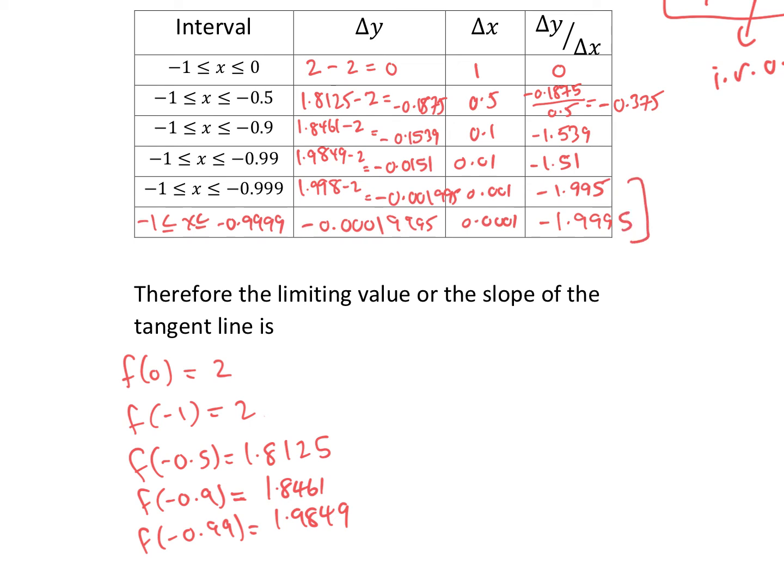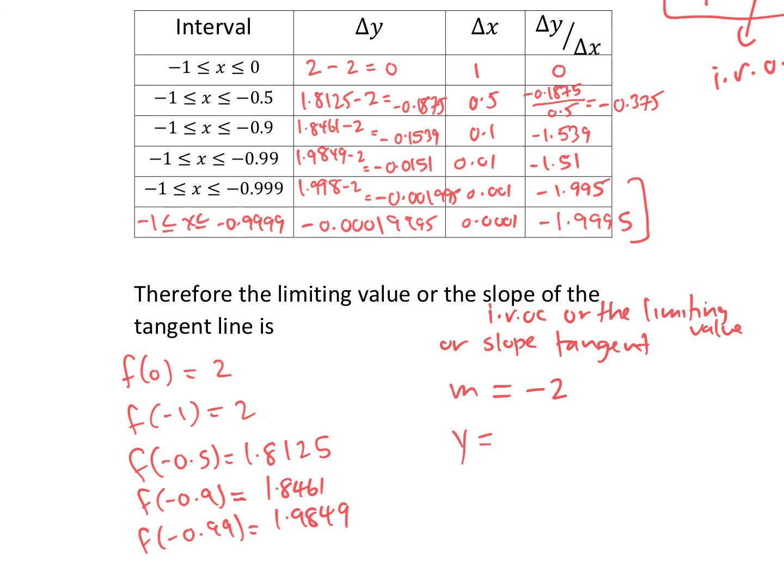So here it looks like the slope, well, let's write the instantaneous rate of change or the limiting value, the slope of the tangent, they all mean the same thing. The instantaneous rate of change is the limiting value at x equals -1, and it is the slope of the tangent, equal to approximately -2. We'll round that to -2.